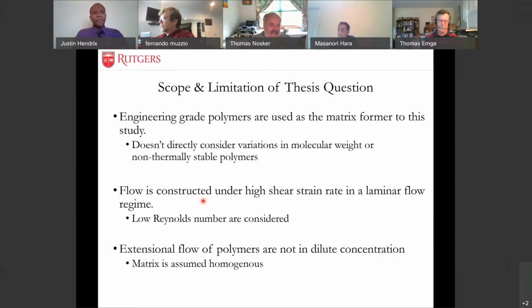Now, there are some limitations. We're using engineering grade polymer, so it has a very defined molecular weight. We're not using some niche biopolymer that's in dilute concentrations, and it's also stable. Next, it's all done under laminar flow, so no chaotic mixing. And the last is, as I mentioned before, this is not done under dilute conditions, so the matrix is assumed highly concentrated or homogeneous.